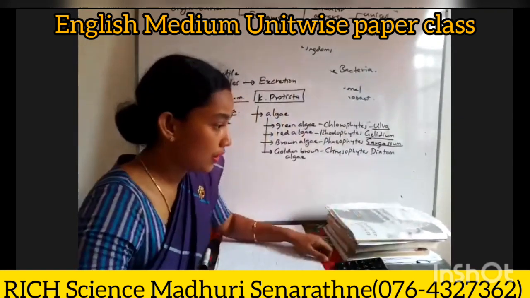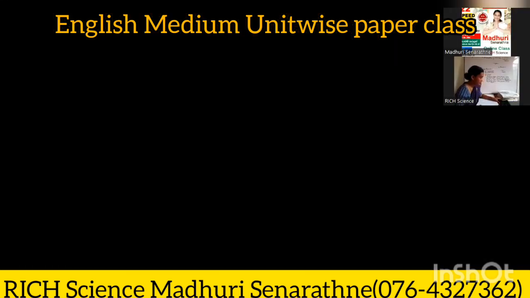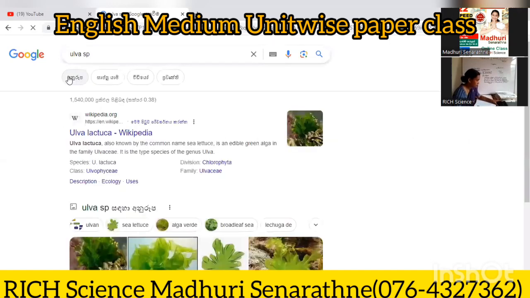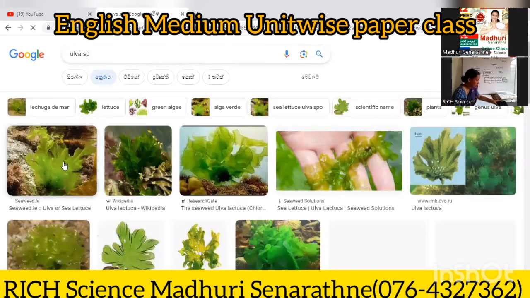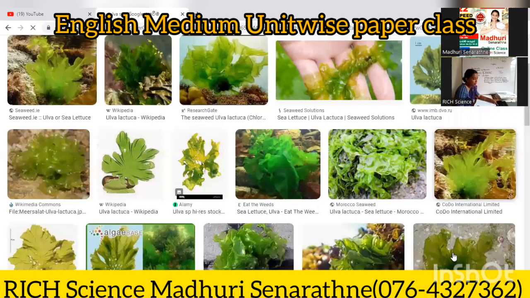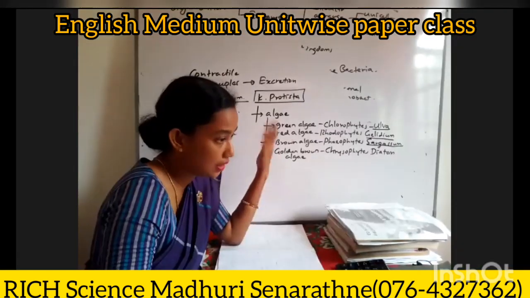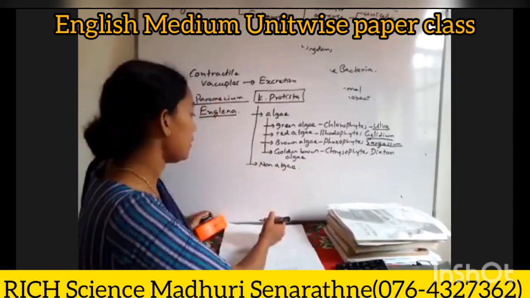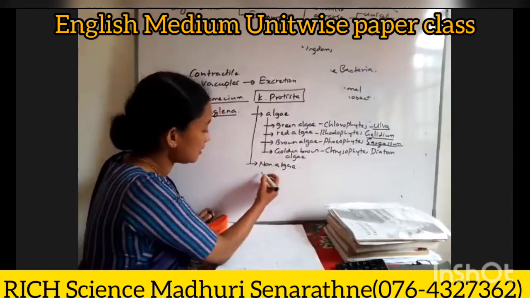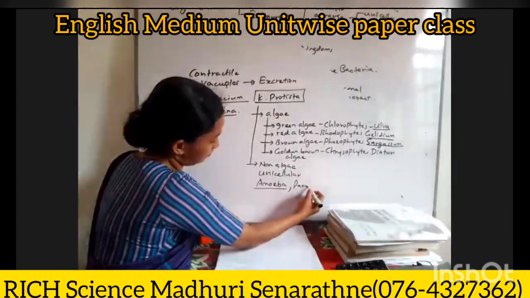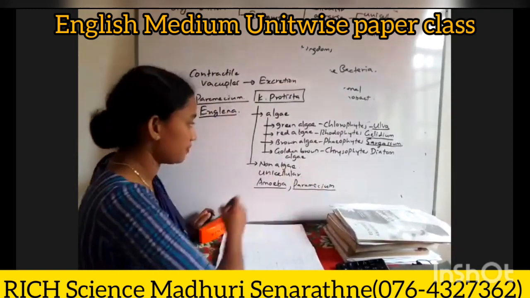I will show their external features. Ulva looks like this, right? You can see even this is included in the kingdom Protista. Their external features look like a plant, right? So in kingdom Protista, we are talking about algae and non-algae. Most non-algae types are unicellular, that means Amoeba and Paramecium. Amoeba and Paramecium are unicellular.